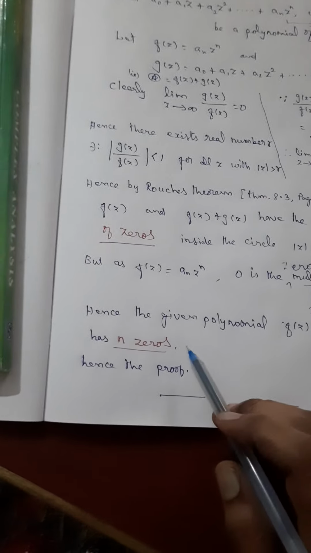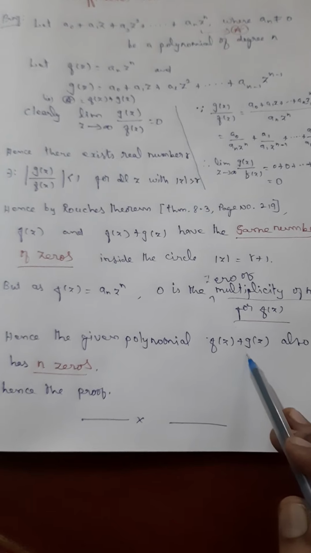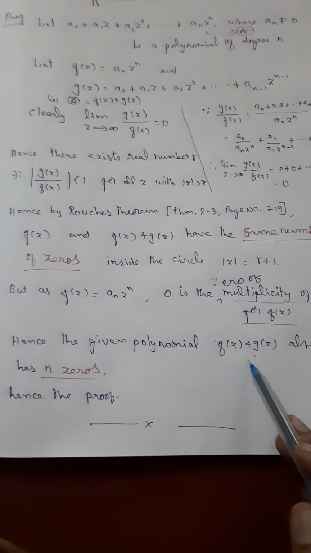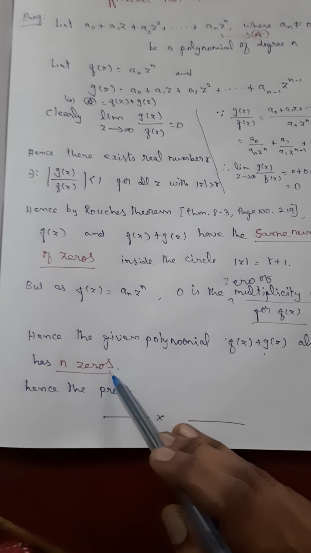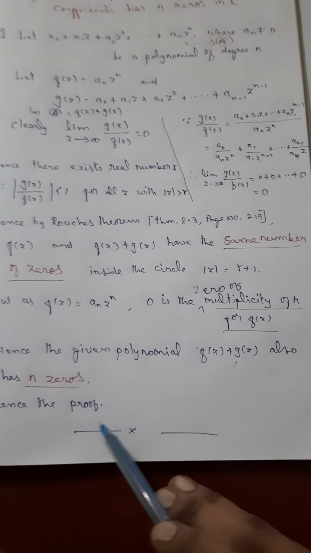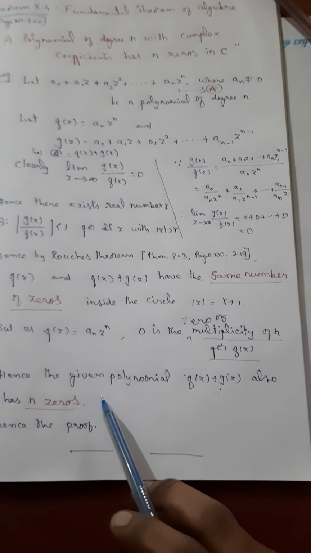Hence the given polynomial, f of z plus g of z, must also have the same number of zeros as f of z. That is, it also has n zeros. Therefore, f of z plus g of z is nothing but our given polynomial. The given polynomial has n zeros. Hence the proof.